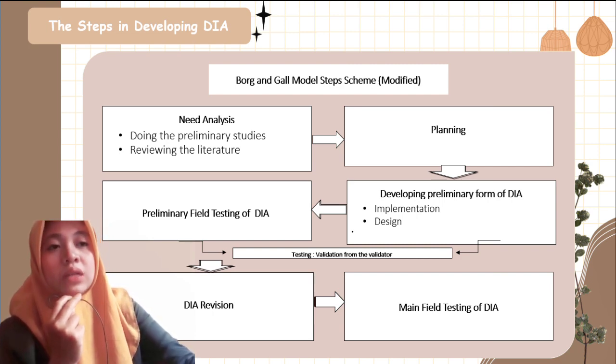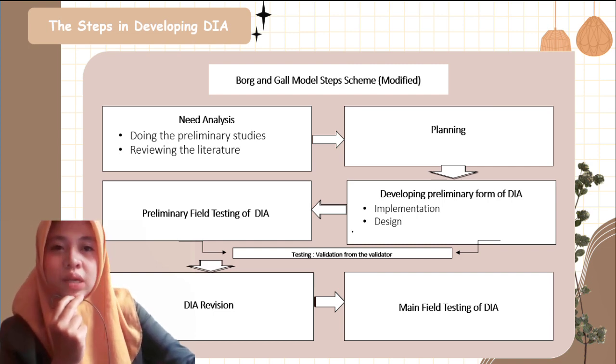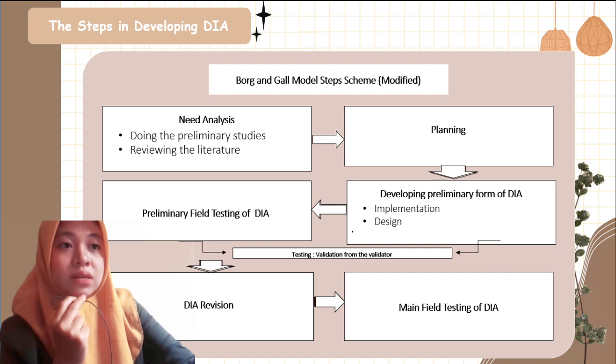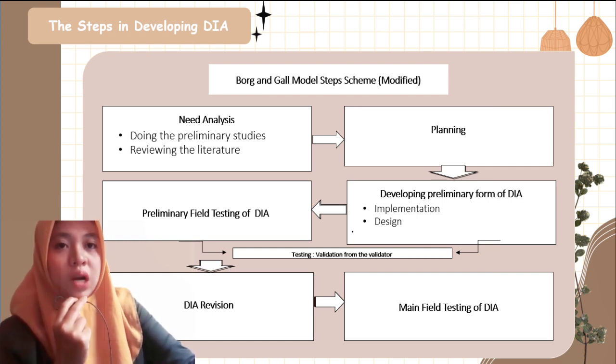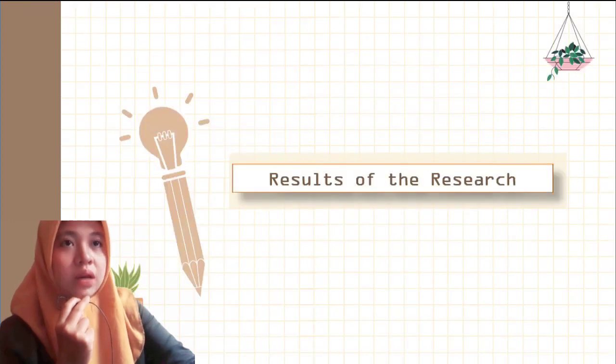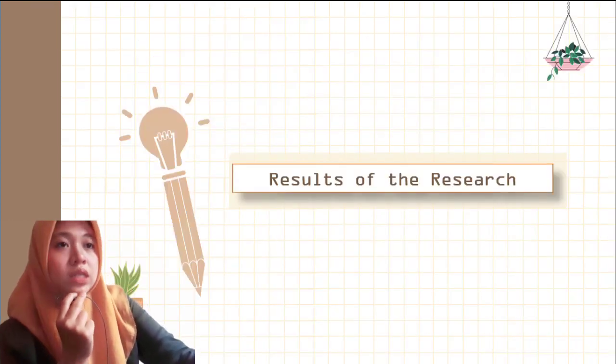We took 10 students to know the weaknesses of DIA, and then there is the preliminary field testing revision. After knowing the weaknesses, there are some improvements. And then the last one is the main field testing of DIA, which takes wider students. It took 33 students of junior high school in Cimahi in the 8th grade. And then next is the result of the research.